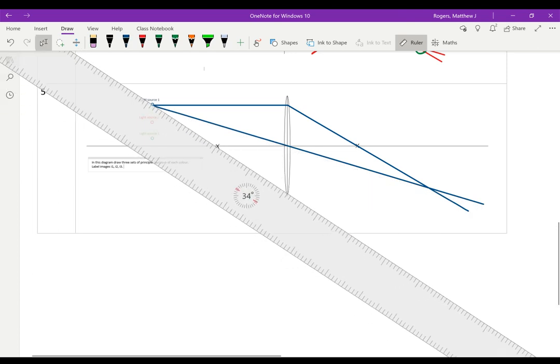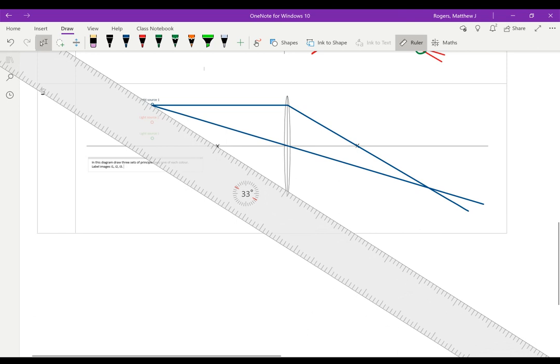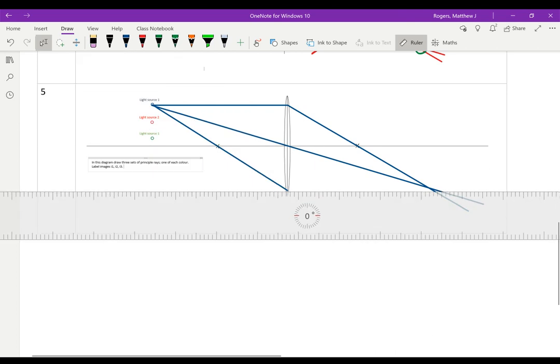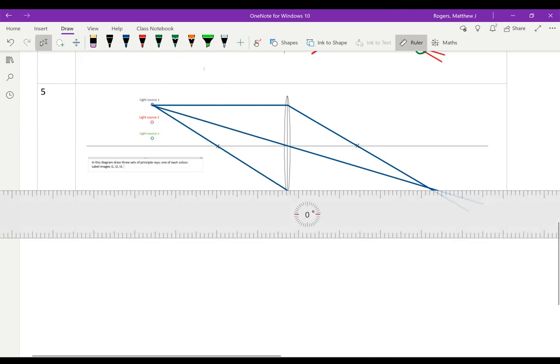Third one, so here, through the principal focus on the way in, arrives at the lens having come through the principal focus. So on the other side, it will travel parallel to the principal axis.